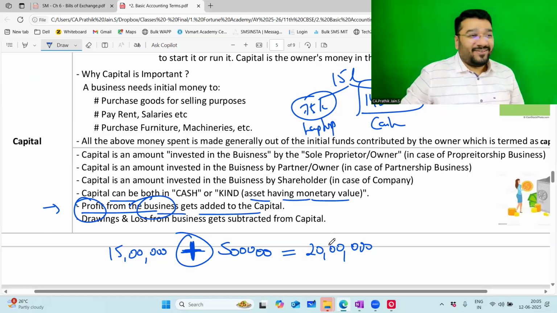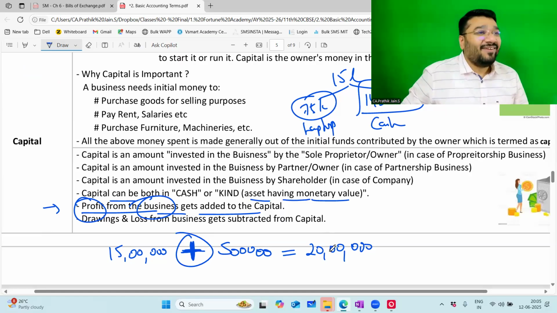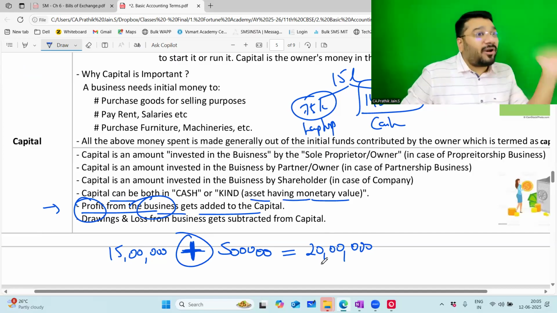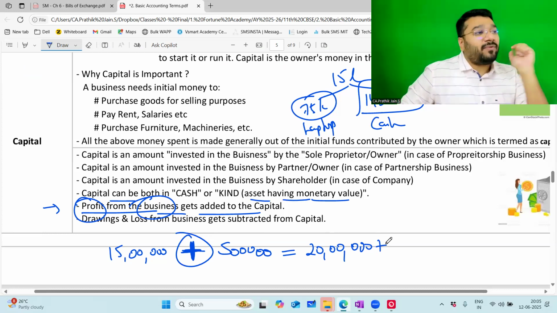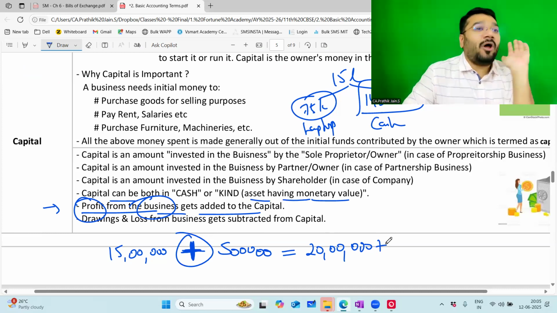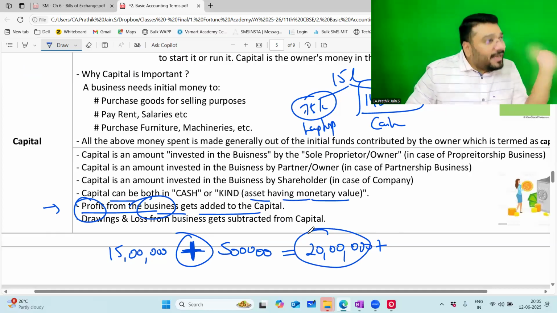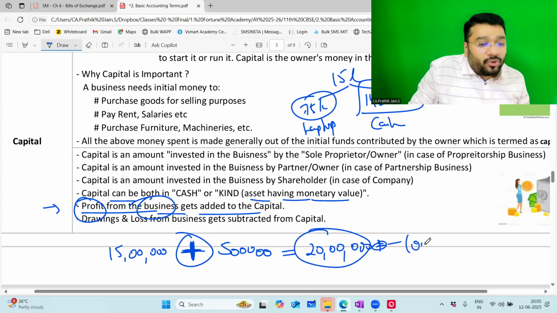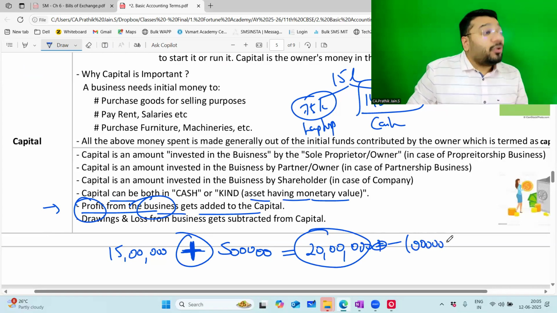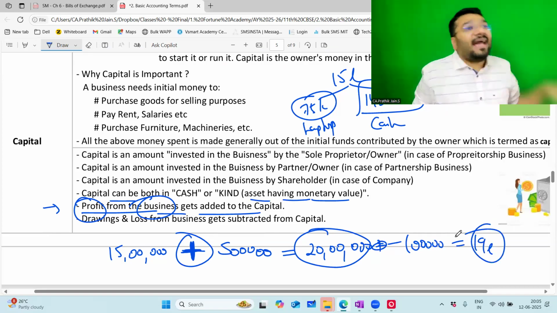Imagine, for show off, 1 lakh rupees withdrawn from the business. This 1 lakh, will you add it to the 20 lakh or subtract it from the 20 lakh? Logic says what? Sir, I have to pay you 20 lakh, in that 1 lakh you've already taken. So that 1 lakh I will minus. So the balance, 19 lakh, is what I'll pay in future.